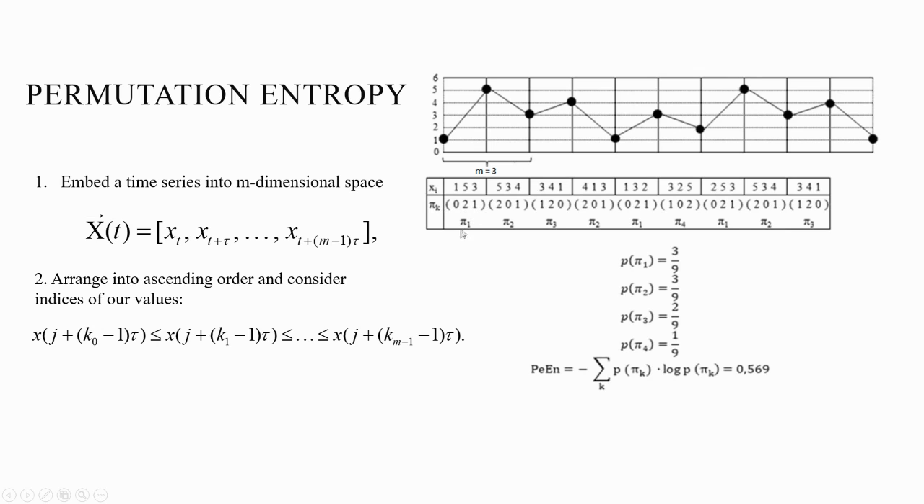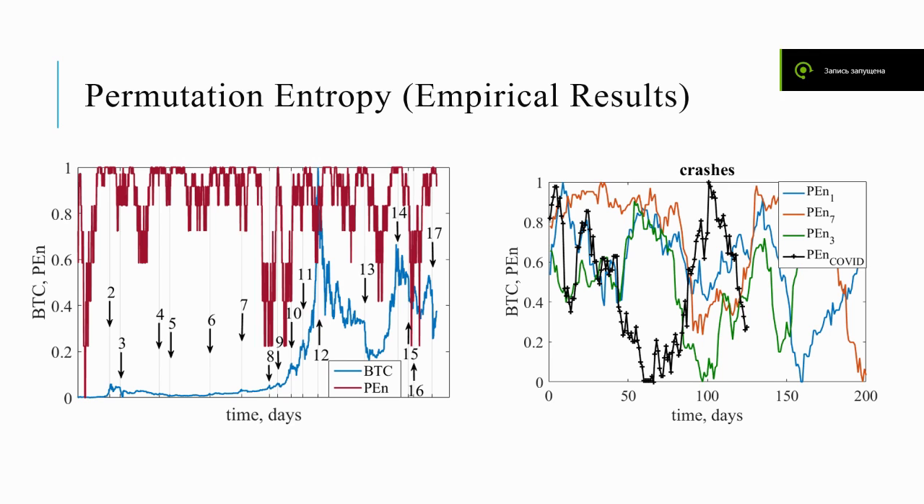And accordingly, we record this pattern and go further and further, shifting our time frame by 1. And then we count the number of such patterns that we have met in our time series. And relying on the histogram of the corresponding patterns, we compute our permutation entropy. And as you can see, for permutation entropy, we have similar results. Before the corresponding crash or critical event, our measures start to decrease, and for local crashes, we see the same.